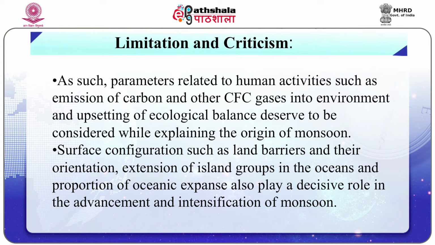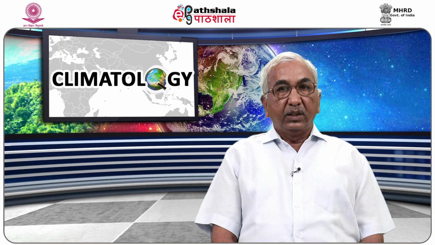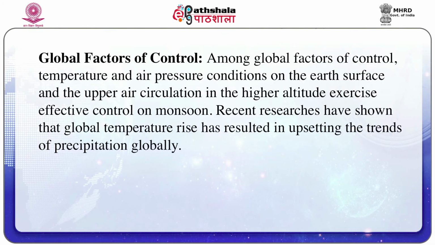Controlling factors. There are factors that exercise sufficient control over the origin and mechanism of monsoon. They are grouped into global, regional and locational factors that play a decisive role. Global factors. Among the global factors, temperature and air pressure conditions on the earth surface and upper air circulation in the higher altitude exercise effective control on monsoon.